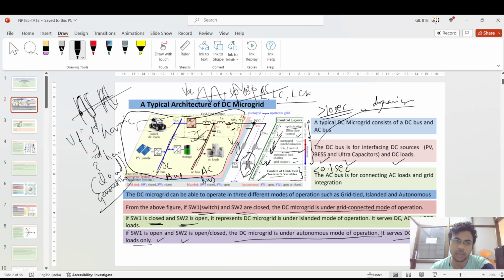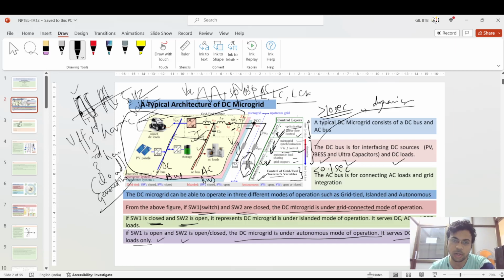In that you also have V and F control. V and F control means voltage magnitude and the same waveform, and F is the same time frame, because your grid is of 50 hertz. Your inverter should also generate the 50 hertz supply. After that only the synchronization can happen.